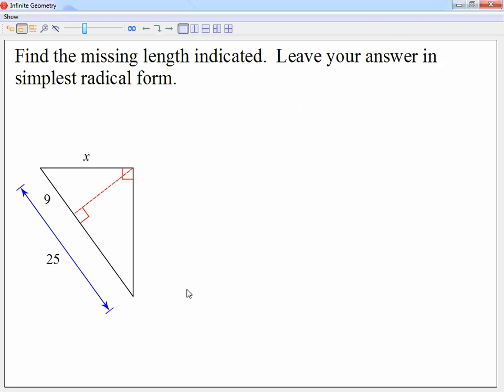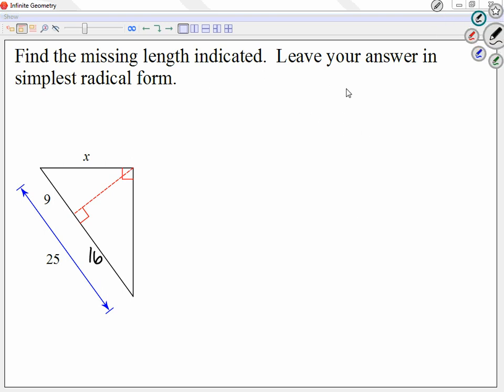One more example. Here, I'm going to call this side 16, because the whole thing was 25. Part of it is 9. The other part is 16. I might use the 16. I might not use it. I'm just writing it because we can write it.